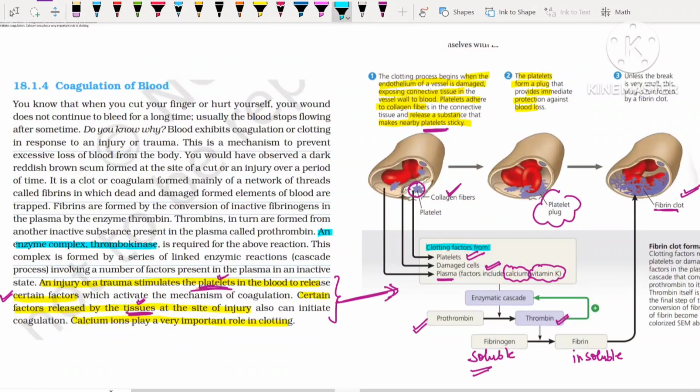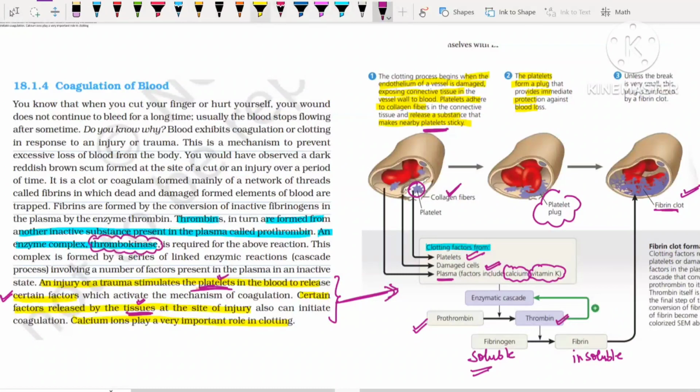And what will this enzyme do? This thrombokinase will convert prothrombin into thrombin. So thrombin is made from the inactive substance present in the plasma called prothrombin. So thrombin is made from prothrombin with the help of an enzyme, thrombokinase. And why do you want thrombin?